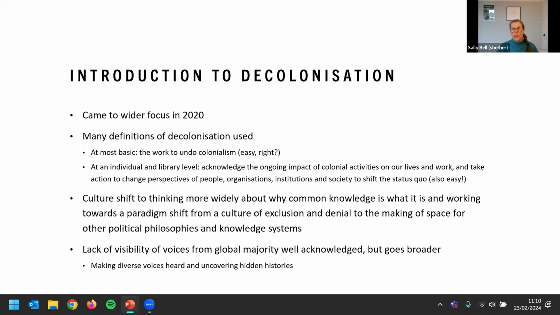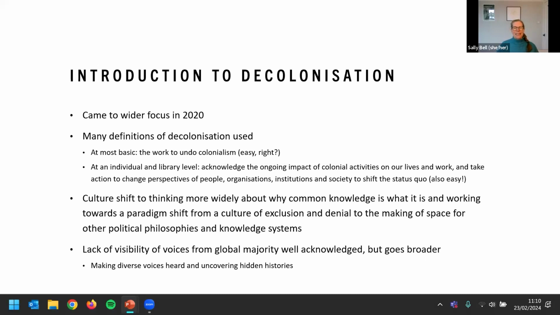So the notion of decolonisation has been around for quite a while, but it really came into wider focus in 2020, in the aftermath of the George Floyd killing and the resurgence of Black Lives Matter. From that point on, there's been a little bit more interest, and there are a lot of different definitions of decolonisation used. If we take it right back to basics, decolonisation is carrying out work to undo colonialism. So obviously a lovely small aim there, totally tangible for everybody on a day-to-day basis.